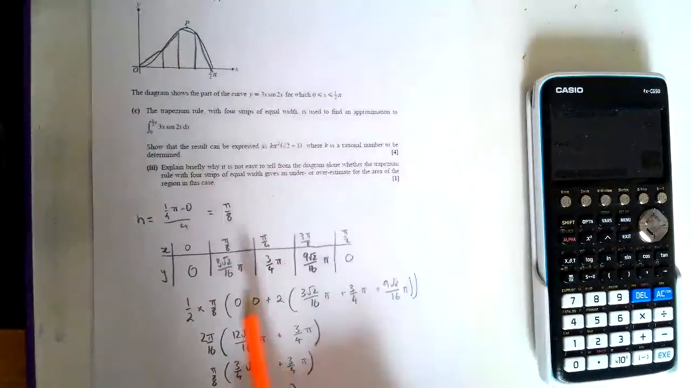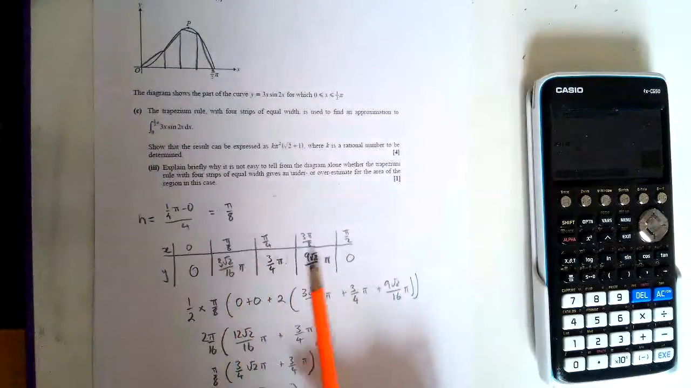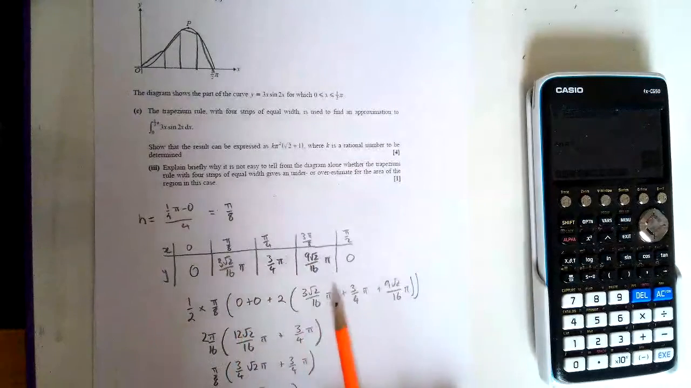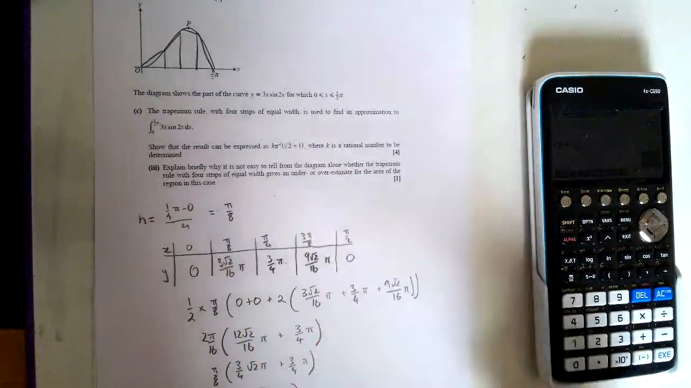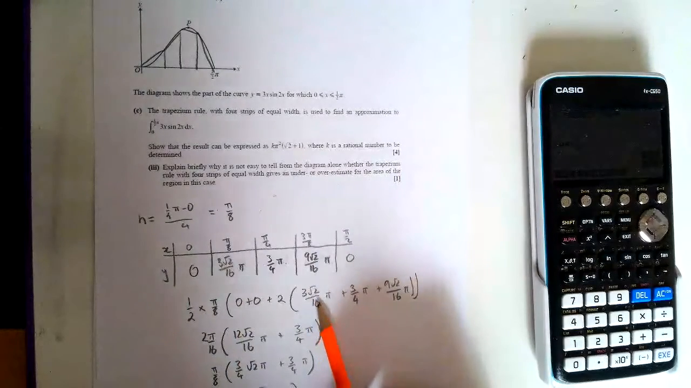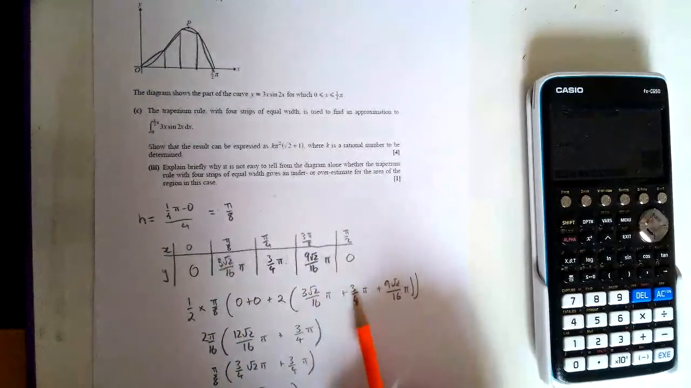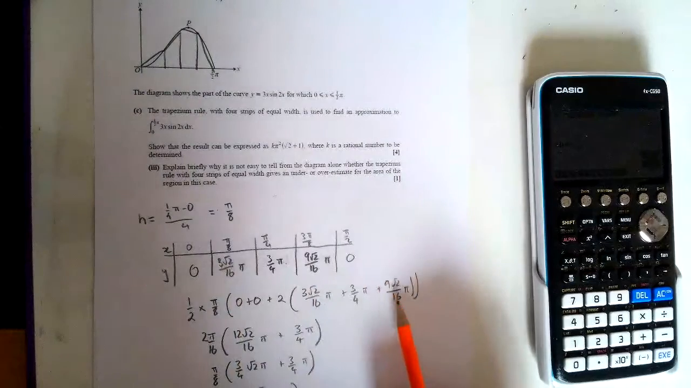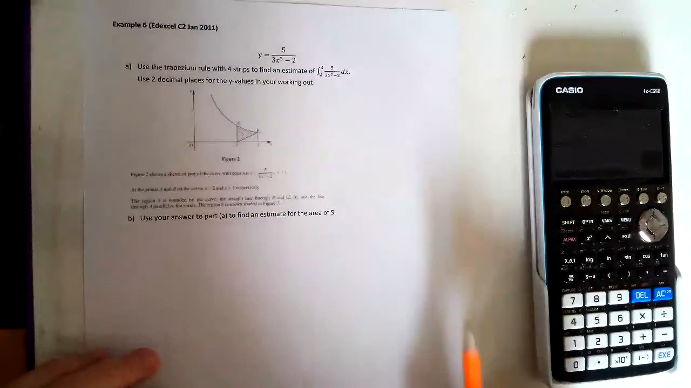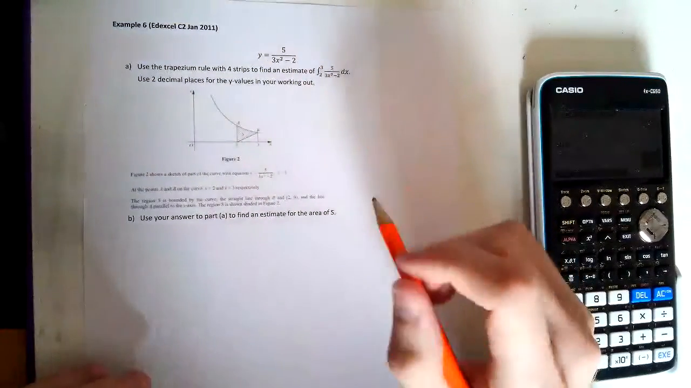Yeah, this bit was tricky because you need them in exact form, and then it's just algebra. Remember, pi's and root 2's, just treat them like x's and y's or a's and b's and simplify them. So that's 3 over 16 ab plus 3 over 4 b plus 9 over 16 ab. Okay, it's just algebra.